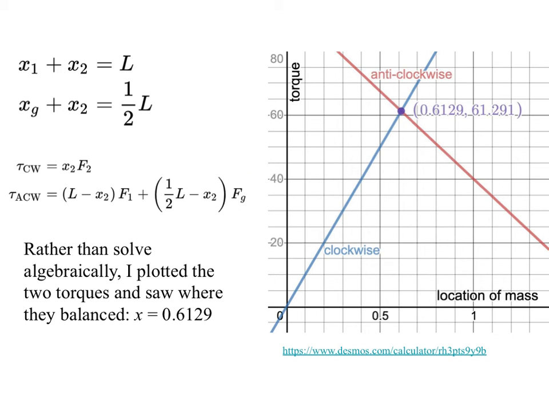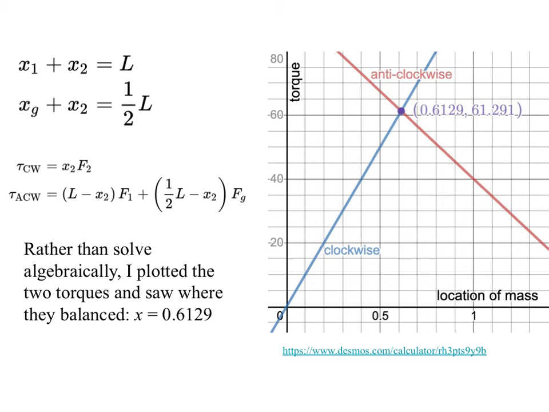I'm lazy and didn't want to do it that way, so I plotted the two torques and saw for what value of x2 they balance. So the clockwise torque as a function of x2 does this. These would be unbalanced, but we can still compute it. Likewise, the anti-clockwise torque does this, and they meet at about 0.6129 with a torque of 61 something, which we don't really care about. So we find that they balance at 0.6129.